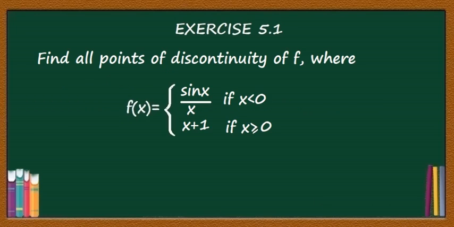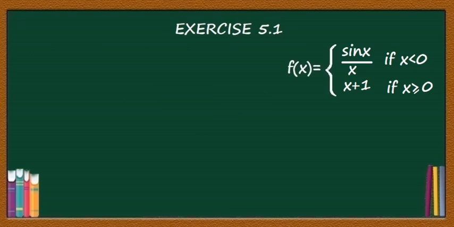Now you take this question: find all points of discontinuity of f where f of x equal to sin x by x if x is less than 0, and x plus 1 if x is greater than or equal to 0. It is similar to the previous question, but here the function is a trigonometric function, and f of x is defined for all real numbers. Let us take a real number c, and there are three cases: c is less than 0, c is greater than 0, and c is equal to 0.